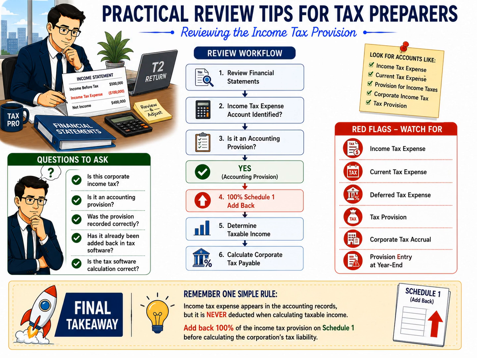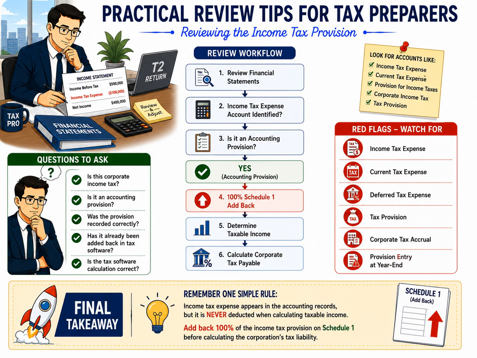Once you've confirmed that it is an accounting provision for corporate income tax, the tax treatment is straightforward. The entire amount is generally added back on Schedule 1 because a corporation cannot deduct its own income tax expense when calculating taxable income. If you're using professional tax software, this adjustment may be generated automatically. Even so, it's still your responsibility to verify that the amount has been identified correctly and that the software has applied the adjustment properly.